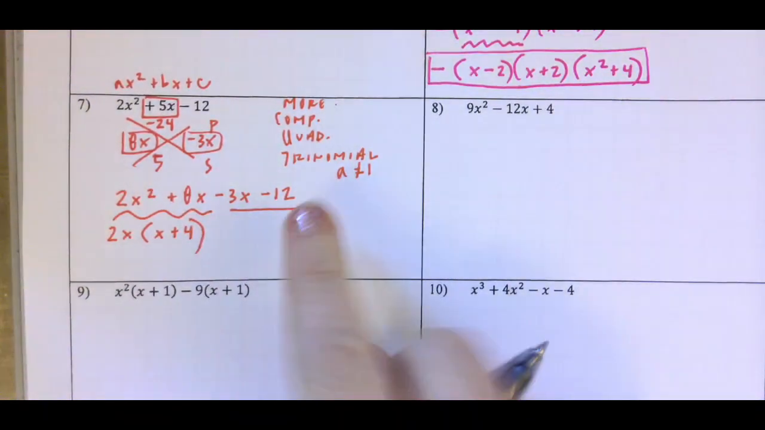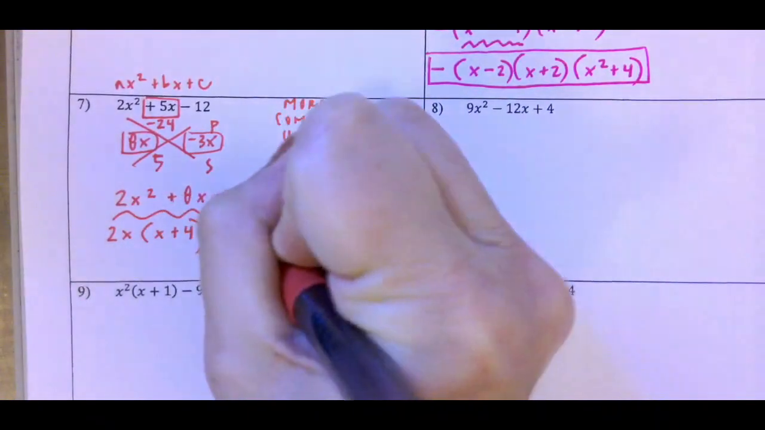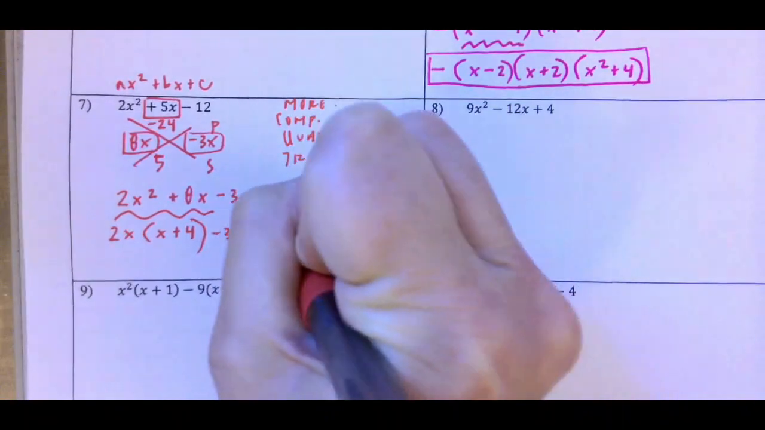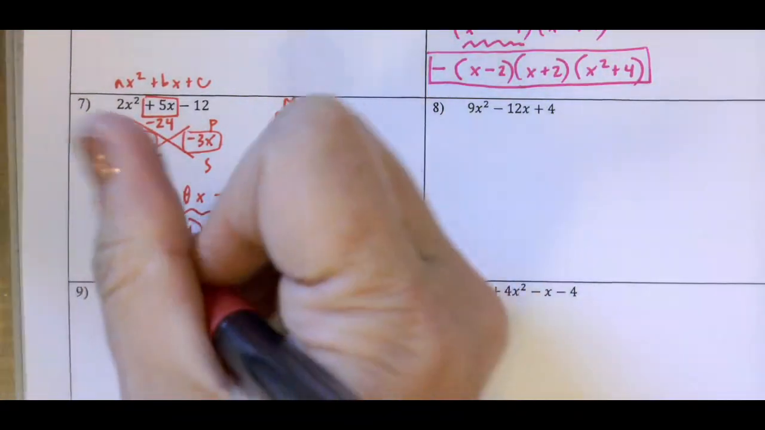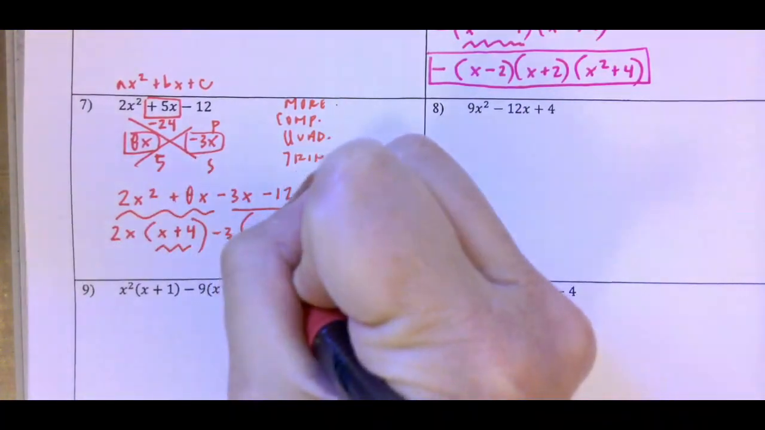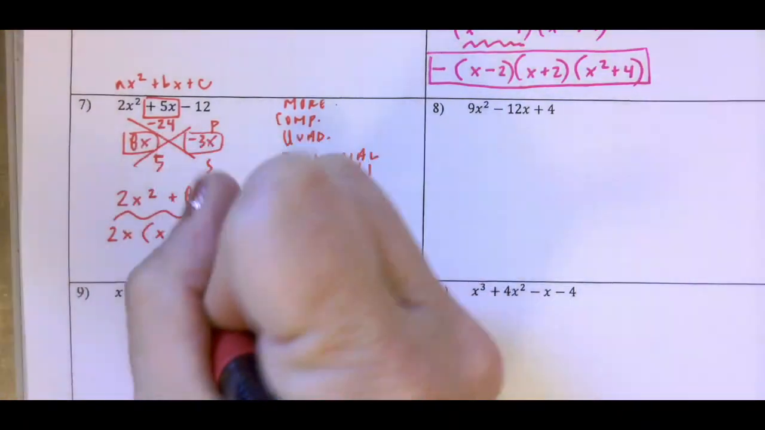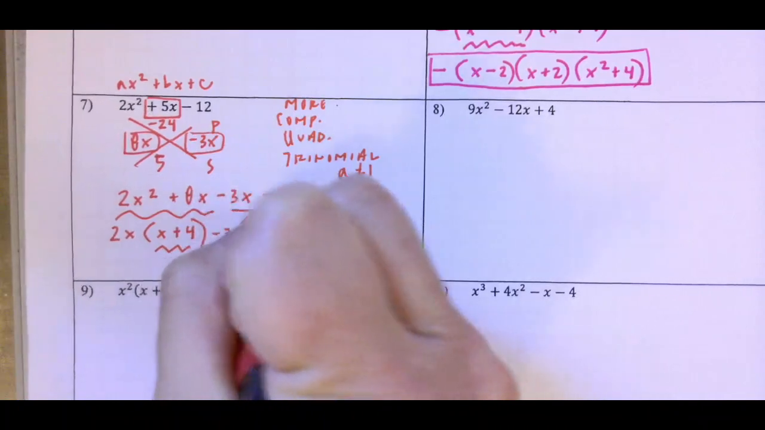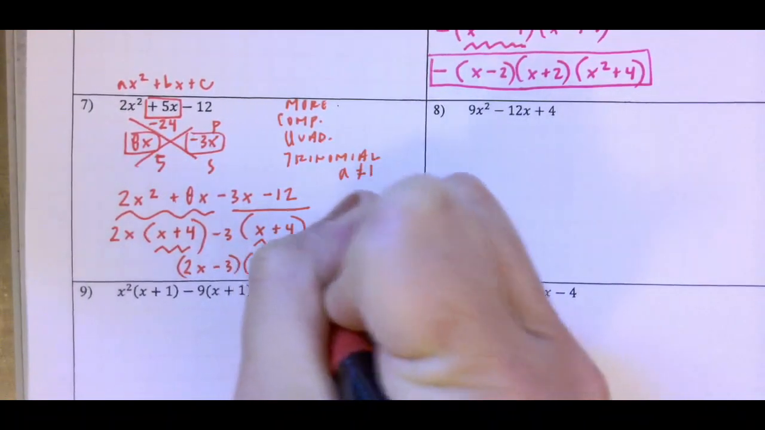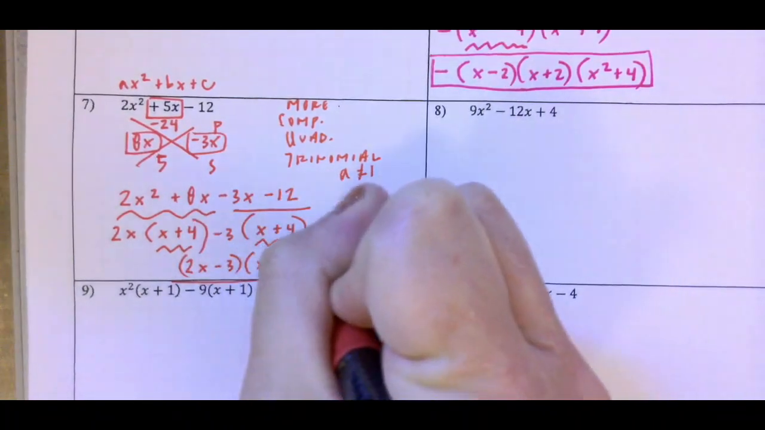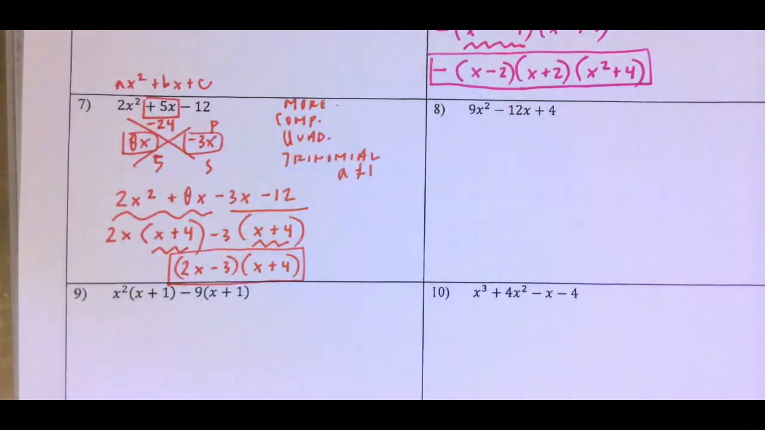And then over here, I can factor out a negative 3, leaving behind an x plus 4. So now I can rearrange it, regroup it, because these two packages match. I can rewrite it as 2x minus 3, in parentheses, times x plus 4, also in parentheses. There's my factorization right there. Now, if you're good at guess and checking, we're fine with that too.